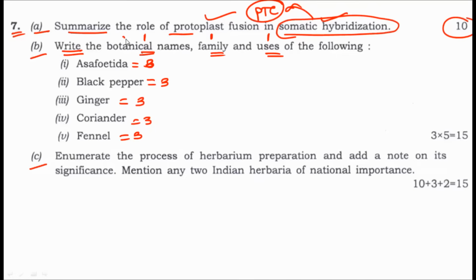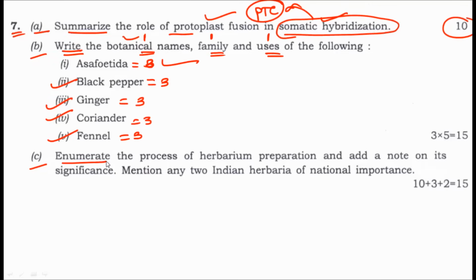So you have to write the botanical name of Asafoetida and its family name and its uses. For this you will get 3 marks. Same you have to do for black pepper, ginger, coriander, and fennel, right? Again, a very easy question to get the full marks, right?